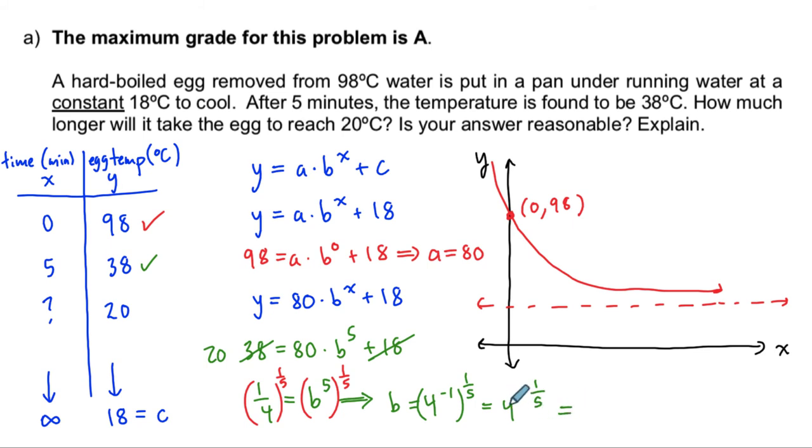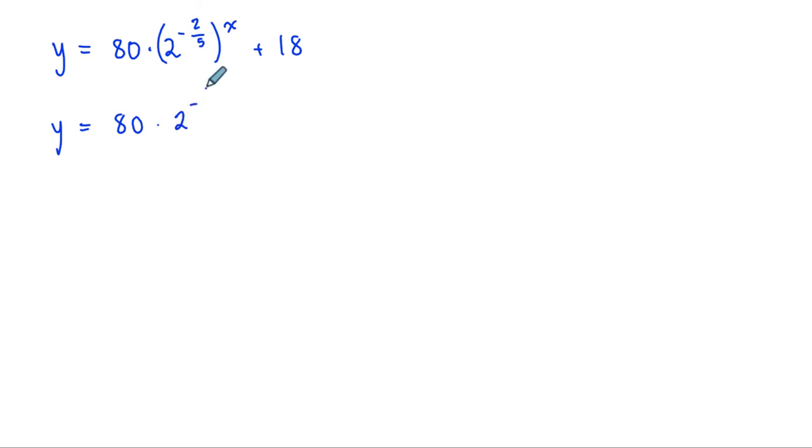Or I could change 4 to 2 squared and make this 2 to the negative 2/5. We substitute that in and we come up with our model now. So the model is going to be y equals 80 times, I like the 2 to the negative 2/5, all to the x plus 18. And then the simplest way to write this is 80 times 2 to the negative 2x over 5 plus 18.